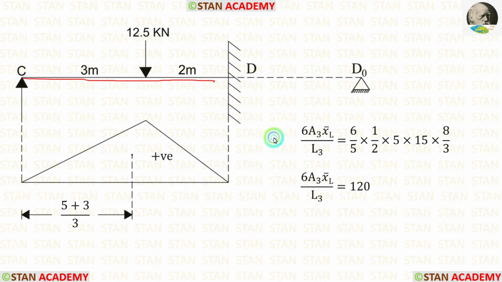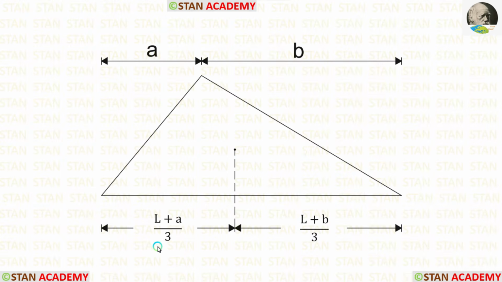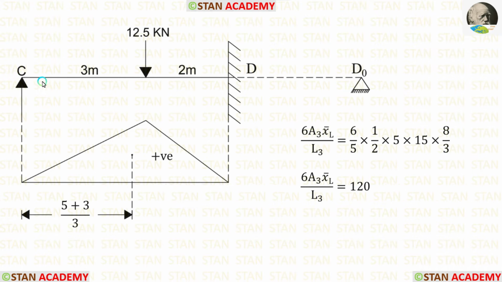In the span CD, we have to calculate 6A3 x bar left upon L3. We know how to calculate the area. Now we have to calculate x bar left. For this kind of triangle, the centroid distance towards the left is L plus A upon 3. Here L is 5, A is 3. Let us apply the values inside the formula. So for the centroid towards the left, we are getting 8 upon 3. After the calculations, we are getting 120.